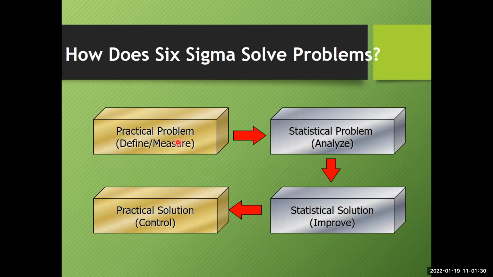So define that completely using certain phases in define and measure phase based upon the DMAIC approach: define, measure, analyze, improve, and control. Then convert that practical problem, by gathering the data and facts, into a statistical problem. Then further find out the statistical solution, and then the statistical solution is converted into a practical solution to deal with the problems. This is how Six Sigma deals with solving problems.